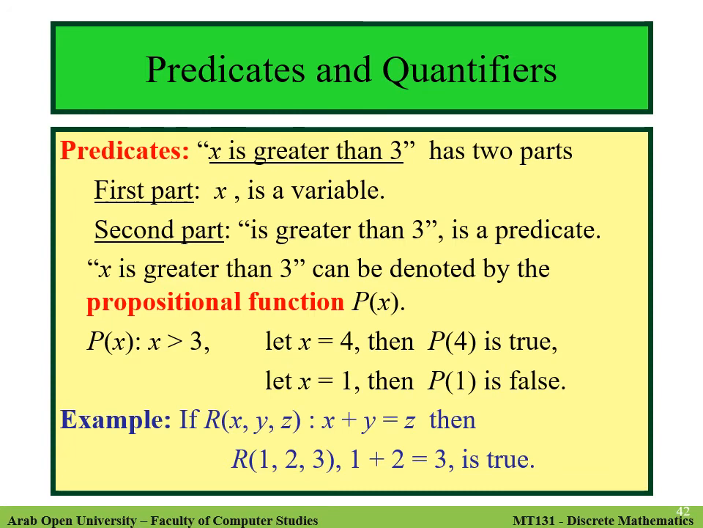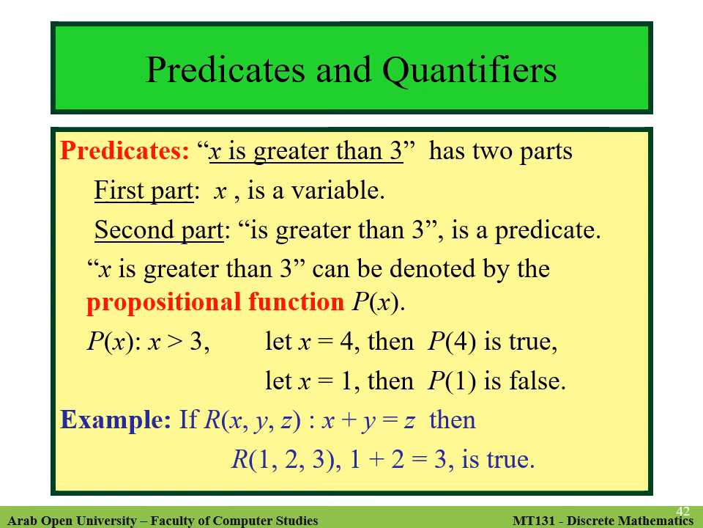The definition of a predicate is any statement that has a variable. It may have one variable or more than one, but provided that once you determine the value of the variable, you get a proposition, and therefore you can decide whether the statement is true or false. Here is an example: x is greater than 3. You can write it using symbols. The statement is x greater than 3.